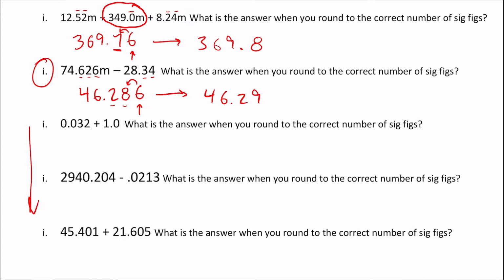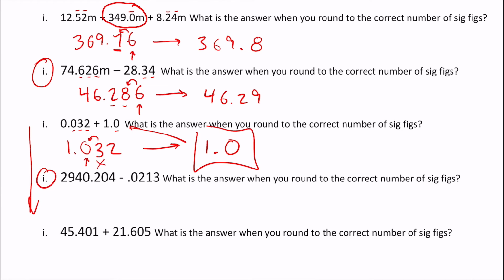All right, the next one we have, when you add them together, will be 1.032. This goes to 3 decimal places. This one only goes to 1. So we need to round this just to the tenths place. So the 3, it's not a 5 or higher, so it won't round it up. So our answer will just be 1.0, which seems weird, but that's the answer.